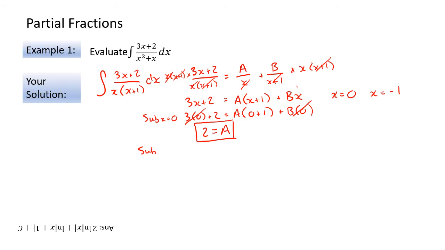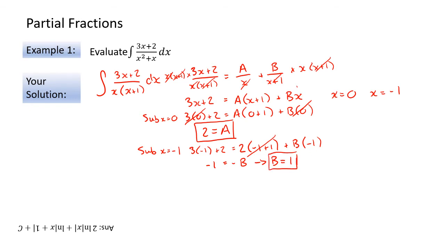Now we'll substitute in x equals negative 1. So if we do that, we get 3 times negative 1 plus 2 is equal to 2, because I can substitute in the value for a, times negative 1 plus 1, plus b times negative 1. You can see this term will cancel anyways, because negative 1 plus 1 is 0. And we're left with negative 3 plus 2 is negative 1, and that's equal to negative b, or b must be equal to 1.